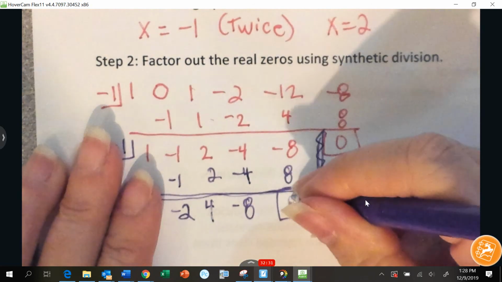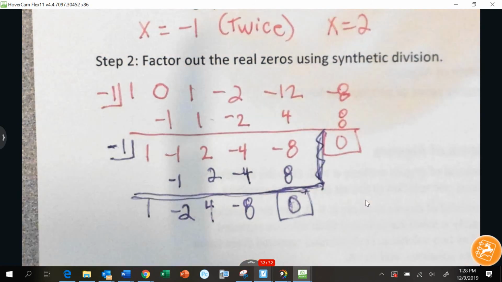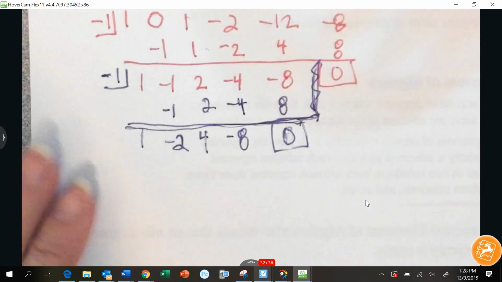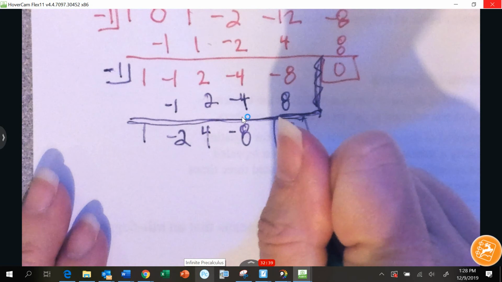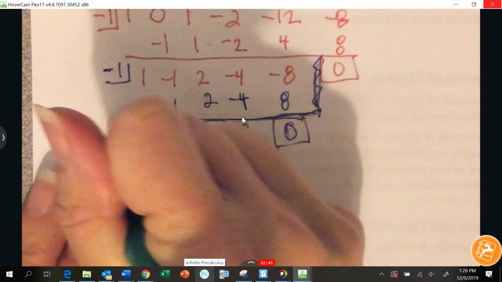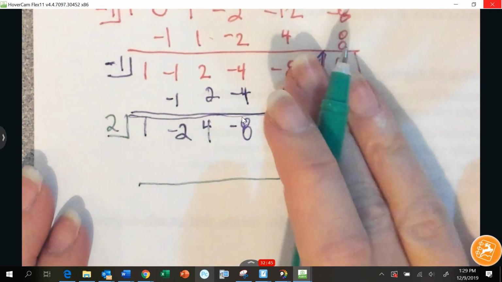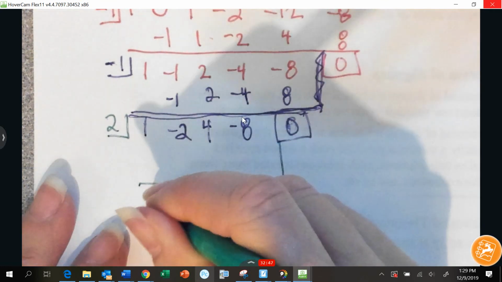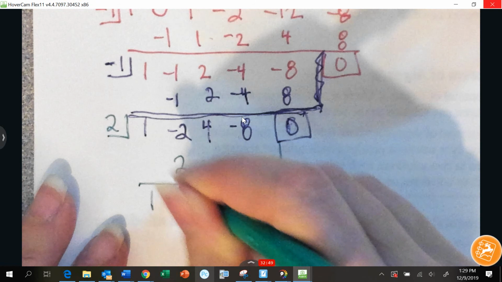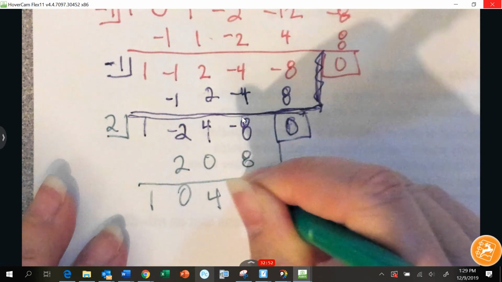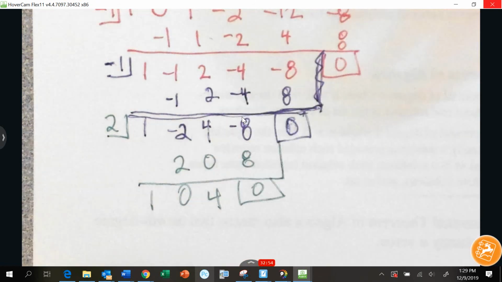So that one gave me a remainder of 0 as well. But we're not done, because we still need to factor out the 2. I drew a box around this so I don't look at the stuff from before. Bring down my 1, multiply. Remainder of 0. So far it's looking good.